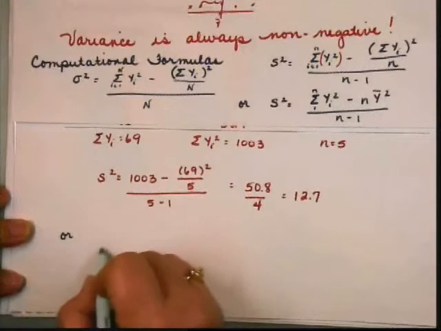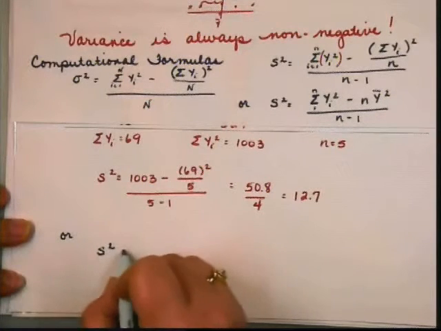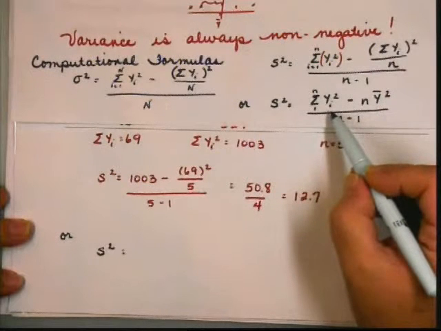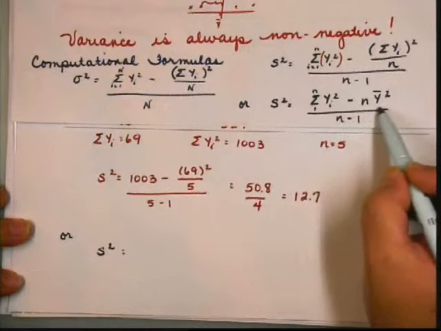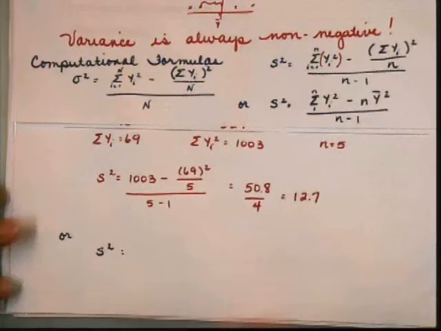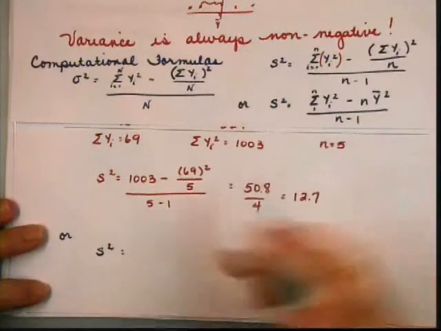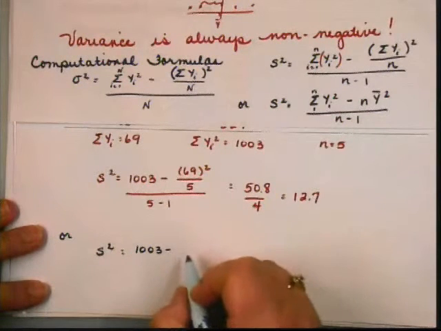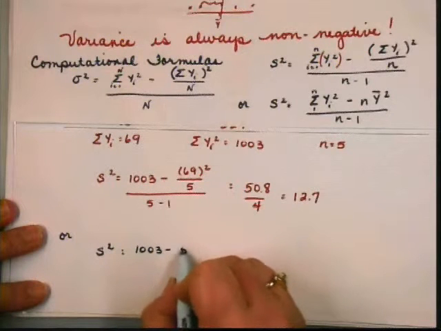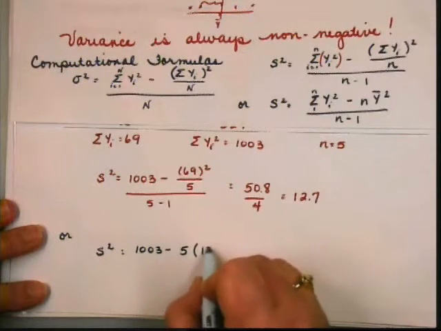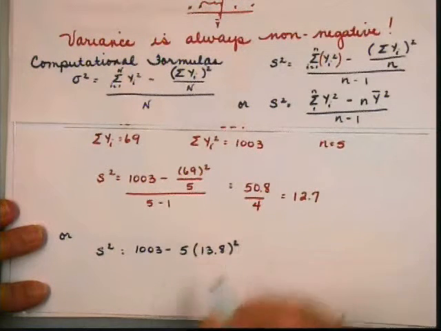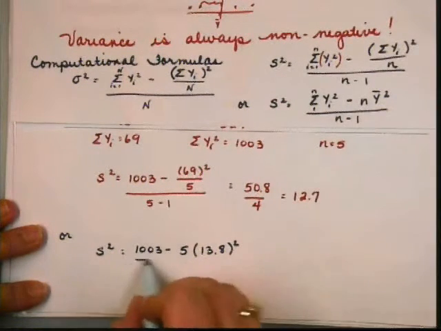The other way we could have done this is using this next formula here, which needs the sum of the squared yi's and y bar. If we do this formula, we end up with 1003 minus sample size, which is 5, times the mean we figured on the previous page, 13.8. Only the mean is squared, and we divide by 4.